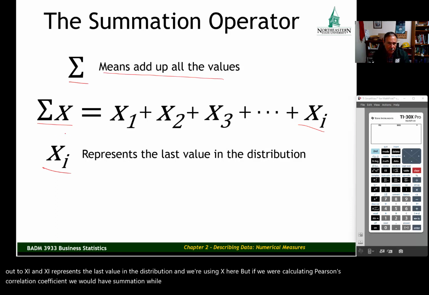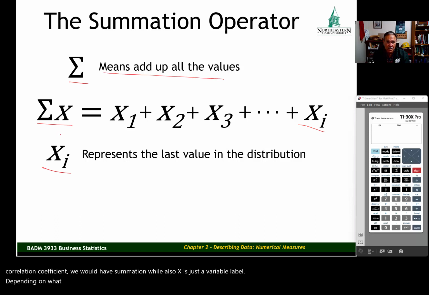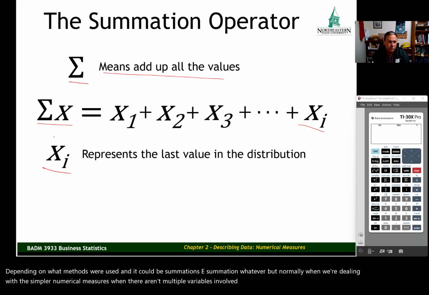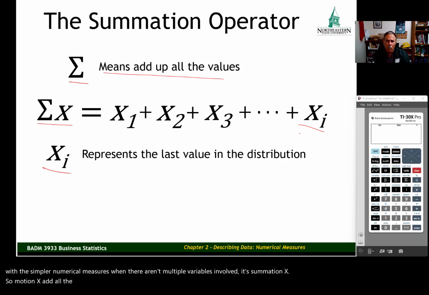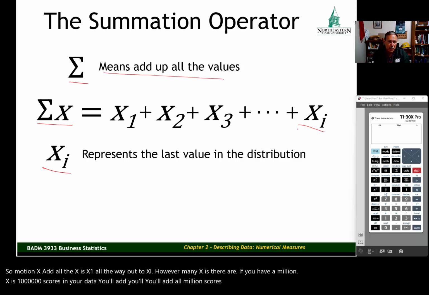We're using x here, but if we were calculating Pearson's correlation coefficient, we would have summation y also. X is just a variable label. Depending on what methods we're using, it could be summation z, summation whatever. But normally, when we're dealing with the simpler numerical measures, when there aren't multiple variables involved, it's summation x. Again, add all the x's, x1 all the way out to xi, however many x's there are. If you have a million scores in your data, you'll add all million scores together to come up with your summation x.